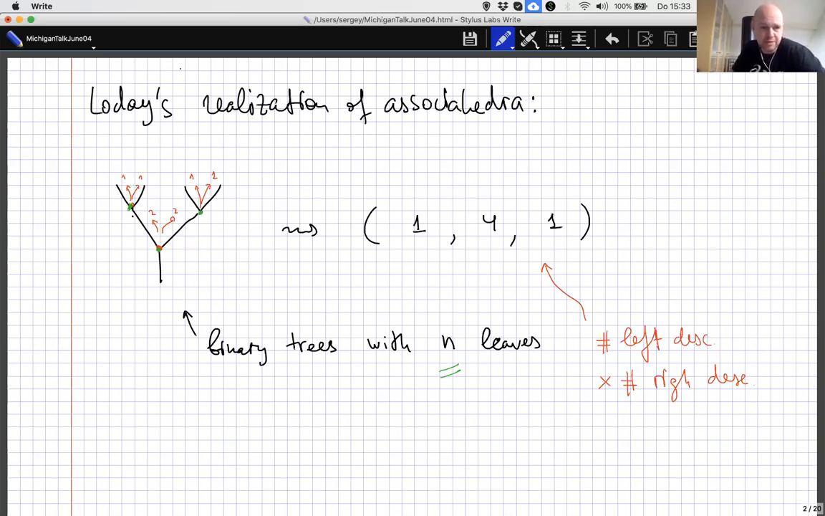For instance, for this point, I have 1 leaf on the left and 1 leaf on the right, so I have here 1 times 1 is 1. For this point, I have 2 leaves on the left and 2 leaves on the right, so it's 2 times 2 is 4. And for this one, I have 1 leaf on the left and 1 leaf on the right, so it's 1. So it's the number of left descendants times the number of right descendants for each vertex of my graph. Then I get some integral coordinates in some vector space, and this is the realization of the associahedron that I want to have.